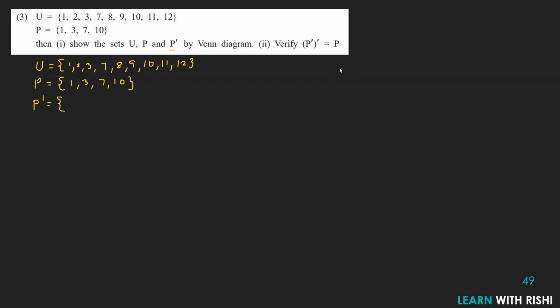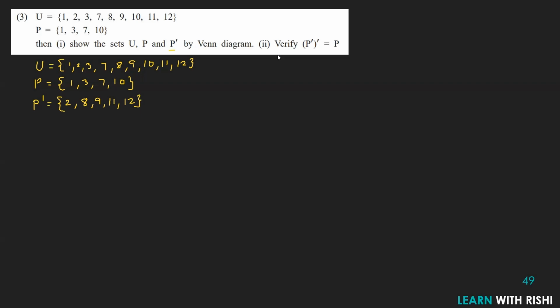You have to compare with the universal set. So 1 is there in set P, so in P complement 1 will not come. 2 will come. Then 8, 9, 11, 12. So this will be our P complement: such elements which are not present in P but present in the universal set. So these are our three sets: universal set, set P, and P complement. Now we have to show this with a Venn diagram.